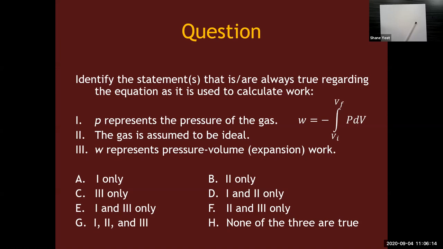Yeah, so I got a lot of people saying three only. As we just talked about in the previous slide, P is always the external pressure. Now it could be, as we'll talk about, equal to the internal pressure, but it's not always equal to the internal pressure. So P is not always the pressure of your gas, which is the pressure of your system. We made no assumptions about whether or not our gas is ideal, so that's not always true. And then three, W is the pressure volume work, the expansion work in the system. So three is the only one that's always true. One and two might be true, depending on how this expansion and compression is done, but they're not always true.